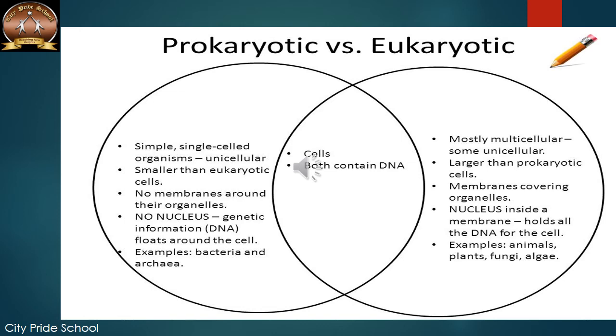Prokaryotic cells are smaller compared to eukaryotic cells. Prokaryotic cells do not have any membrane-bound organelles, whereas eukaryotic cells have membrane-bound organelles. In prokaryotic cells, as I told you, the genetic information simply floats in the cell. It is not covered by an envelope, whereas in eukaryotic cells, the genetic information is enclosed in a membrane.